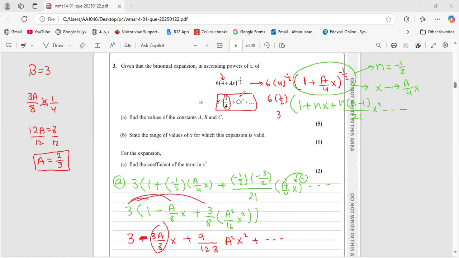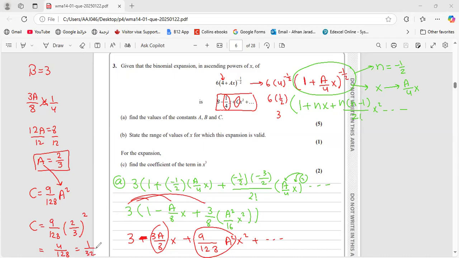And now what about c? c is the coefficient of x squared, and the coefficient here of x squared is 9a squared over 128. So c equals 9 over 128 times a squared. Just substitute the value of a. Here, c must equal 9 over 128 multiplied by 2 over 3 squared, which equals 4 over 128, and in simplest form it equals 1 over 32.